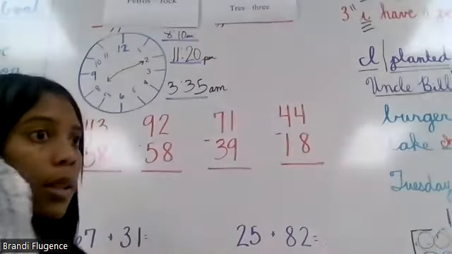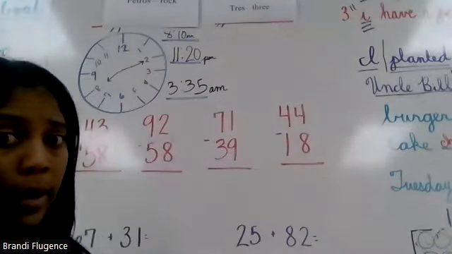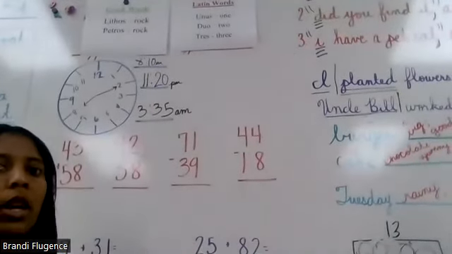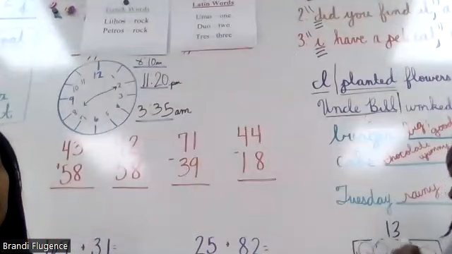All right, let's work these facts out. Kenley, first one, 44 minus 18. Online, y'all can work them in your book.